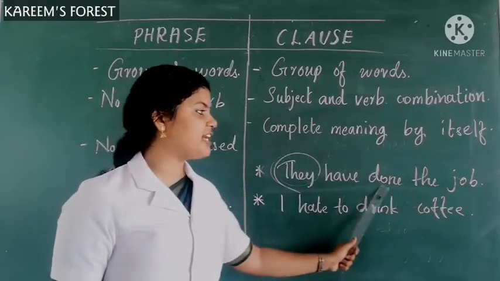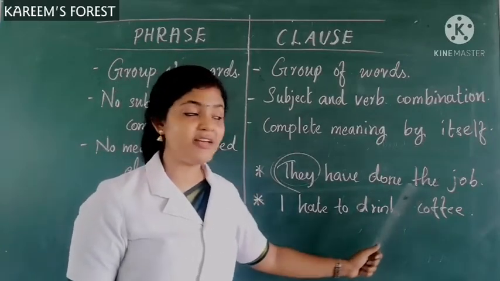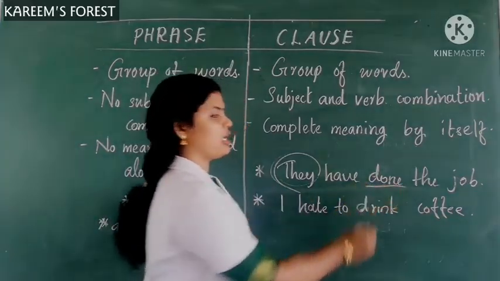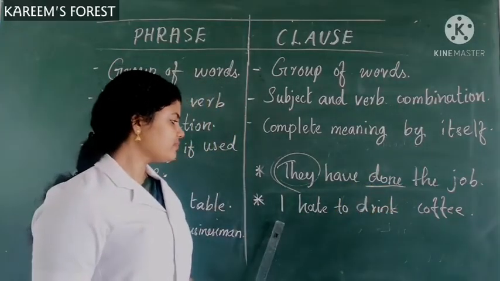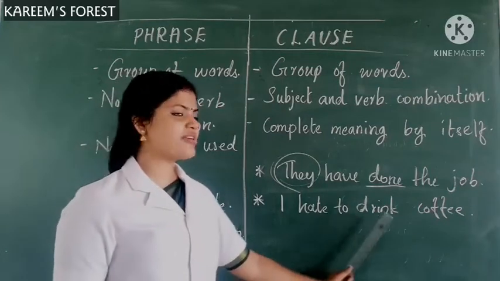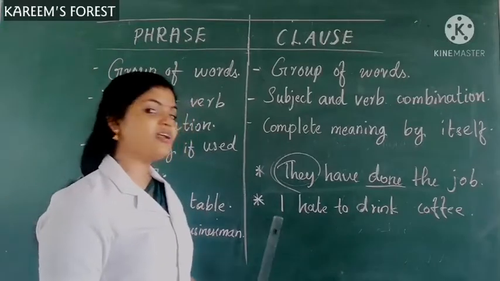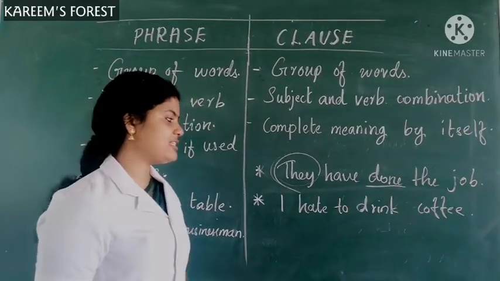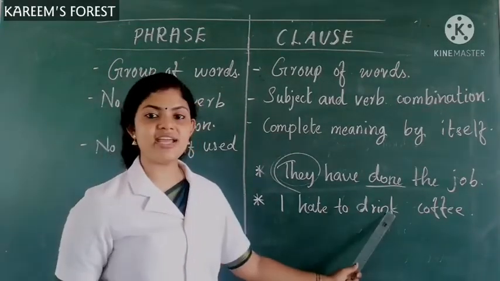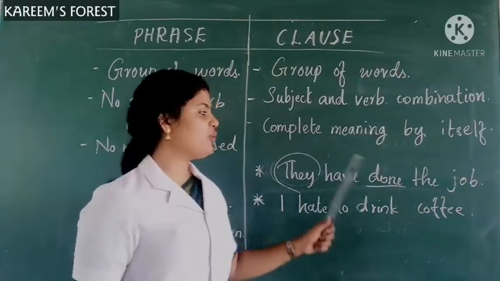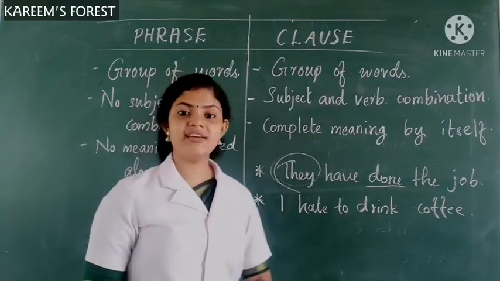Okay. They have done the job. Here we can see the verb done. Done is the verb in this clause. Okay, next one. I hate to drink coffee. Here, what is the subject? Yes, I. Hate to drink. Drink is the verb. Coffee. Okay, children.